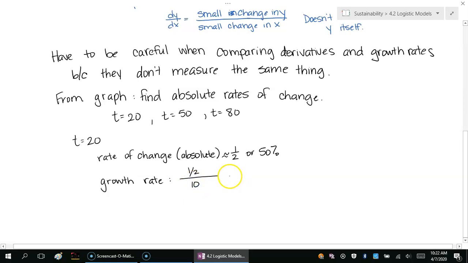So what I get is that my growth rate at that point is 1/20, which is 5%. Which doesn't seem very large, but what we'll see is that is large compared to the growth rate that we get at the other points.